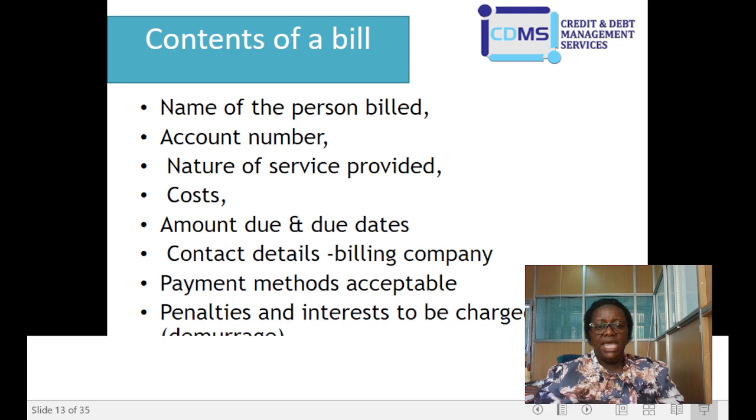And then it should also have the contact details of the billing company, the payment methods that are acceptable, and finally, if there are penalties and interest to be charged in the event of delayed payment, then we must be able to do that. So billing or invoicing needs to be done in an accurate manner, and all information needed must be captured. And this is an area that brings delay in payment, whereby we fail to accurately prepare the invoices. So when the invoices land with the customer, they have mistakes, they have problems.